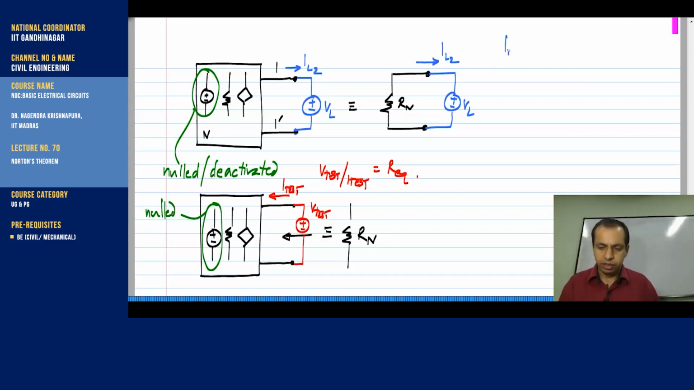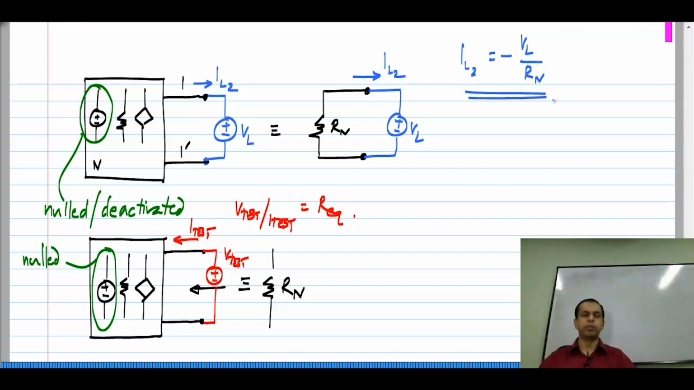So, clearly IL2 would be minus VL divided by Rn. Okay. And I have to superpose this with the short circuit current to get the total current. I will do that later.